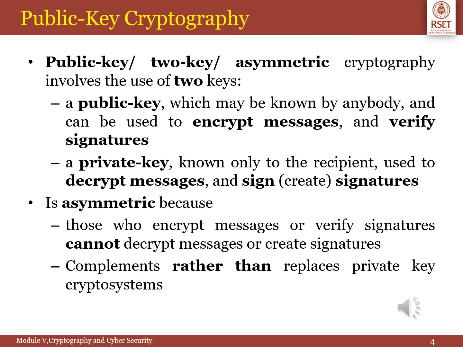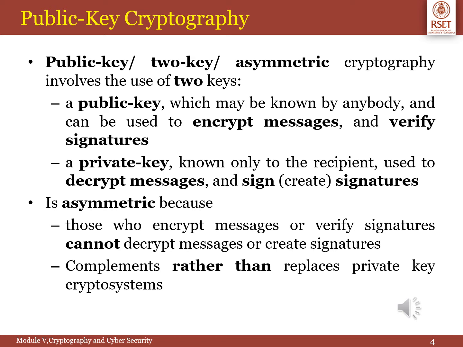In the previous module, we have already seen private key cryptosystem. The difference between the private key cryptosystem and the public key cryptosystem is that the private key cryptosystem involves only a single key, whereas in the case of a public key cryptosystem, there will be two keys. One key is called the public key, another one is called the private key. The public key is used for encrypting the messages and the private key is used for decrypting the messages.